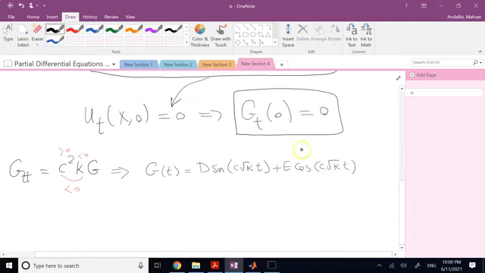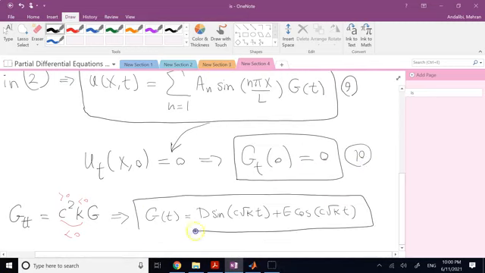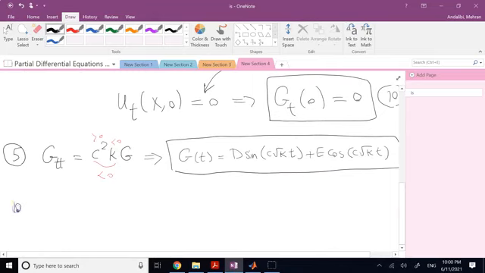Now, in this guy, I apply this initial velocity condition. So if this is 10 and this is 11, I'm going to apply 10 to 11. And if I take the time derivative of this, the cosine term will be negative sine, which at 0 goes away. The sine term will be a cosine, which at time 0 becomes 1, right? And when that should be equal to 0, it means d has to be 0.